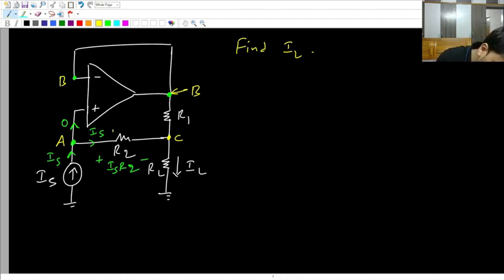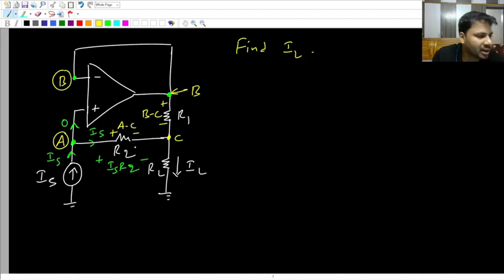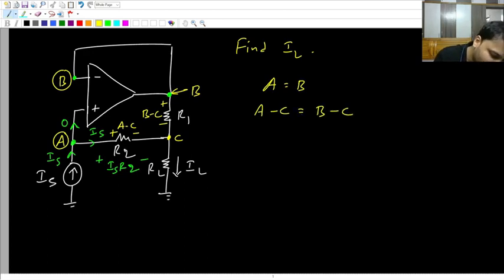Now what is the drop across this R2? Is it not A minus C? What is the drop across this R1? Is it not B minus C? Now what is the relation between A and B? Are they not at the same potential because of virtual short? So A equal to what? B. A equal to B, which means A minus C equal to what? B minus C. In other words, this R2 and this R1 are going to have the same voltage drop.